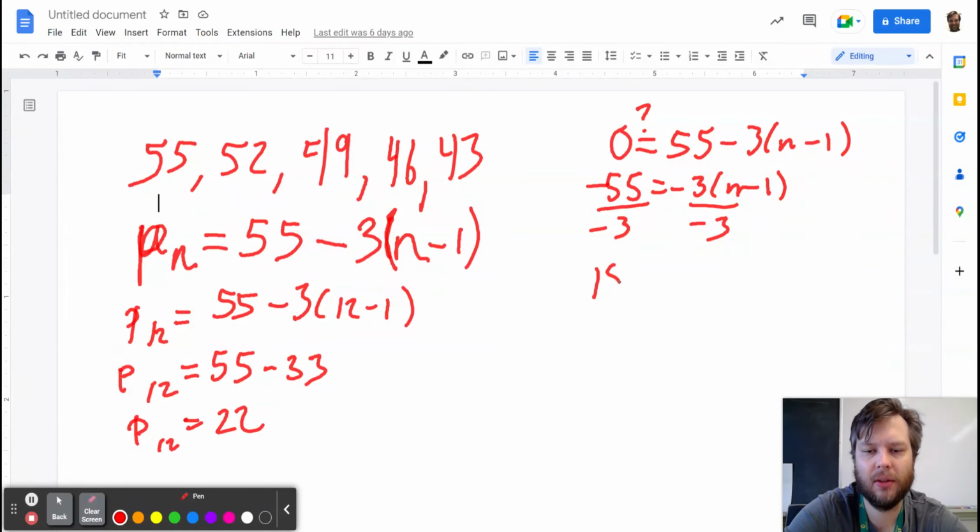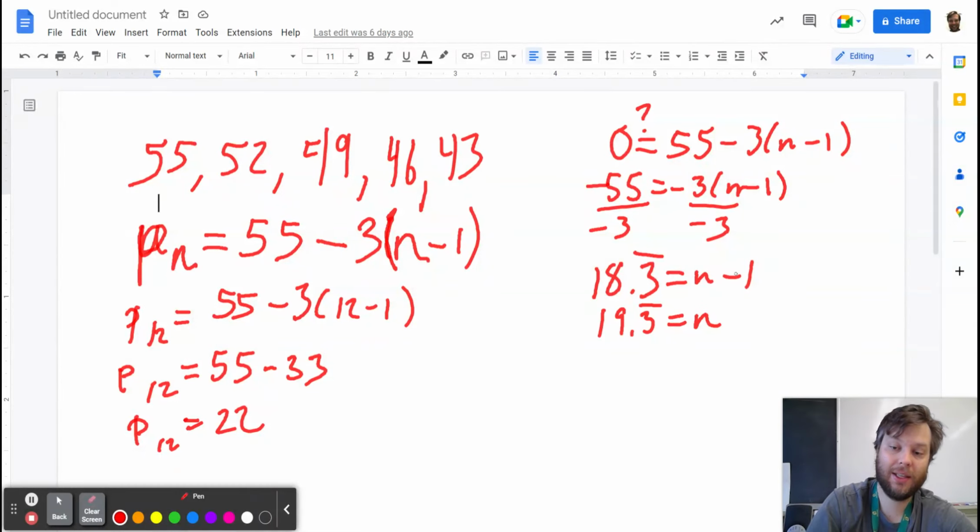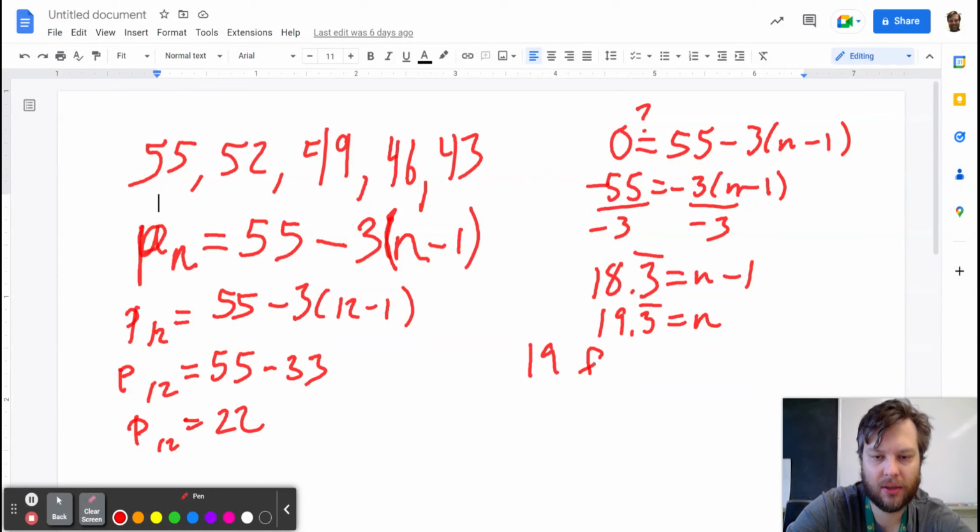What's that decimal? I could probably do it in my head, but I don't want to. 18.3 repeating is n minus 1. So 19.3 repeating is n. So what that means is that he makes 19 and a third payments. So after 19 payments, he still has a third of a payment left to make. Okay, and so he'll pay that last payment. It's just not going to be a full payment. It would just be a third of a payment left. So I guess you could write that out just like 19 full payments and 1/3 of a payment.